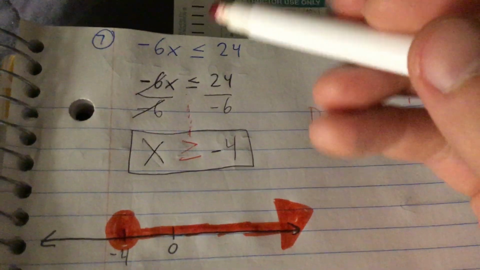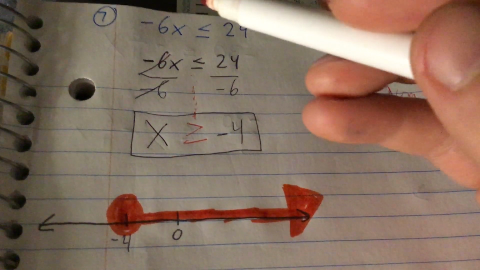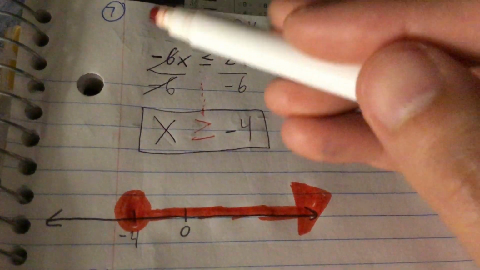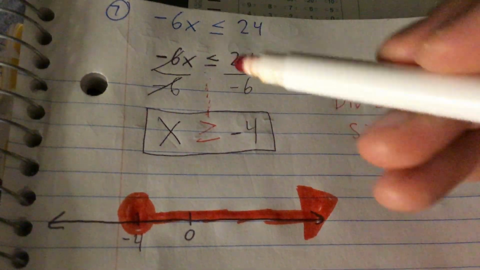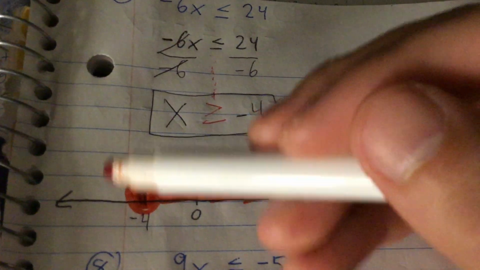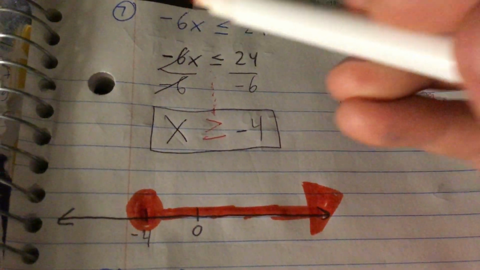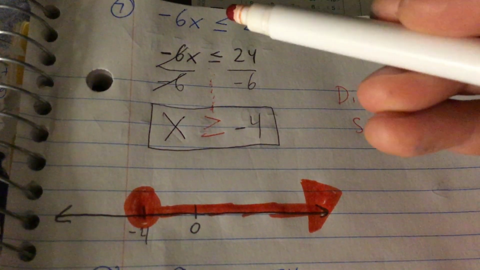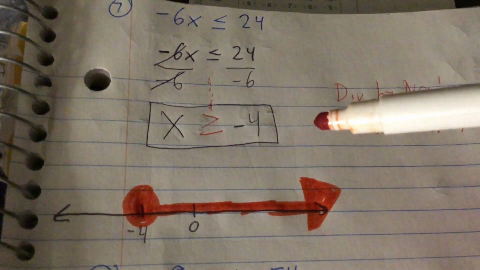Just to show you that this works, let's go with a number bigger than negative 4. Let's go with negative 3. Negative 6 times negative 3 is positive 18. Positive 18 is less than or equal to 24. That's true. Let's go barely to the left. Let's go with negative 5. Negative 6 times negative 5 would be 30. 30 is less than or equal to 24. That is not true, hence why it's not shaded.